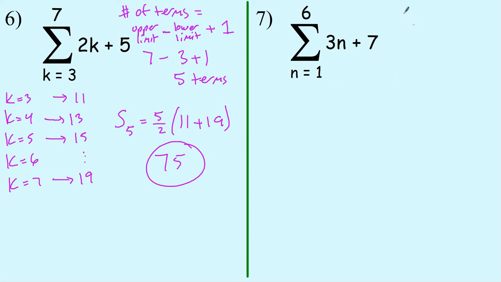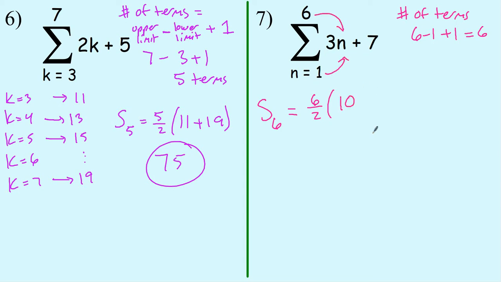Okay, let's do this one. Number of terms is 6 minus 1 plus 1, so we get 6 terms. So the sum of the first 6 terms is 6 over 2. Plug in the first term, we get 10. Plug in the last term, we get 25.